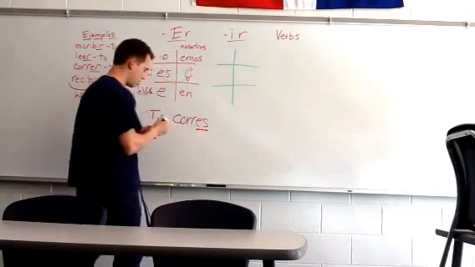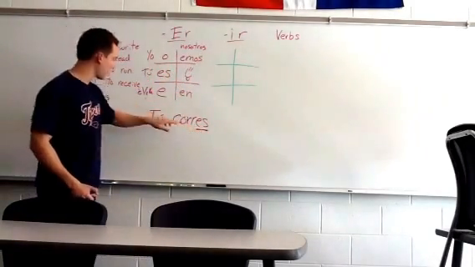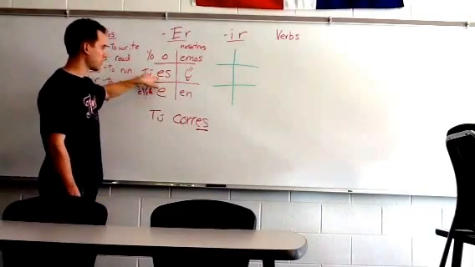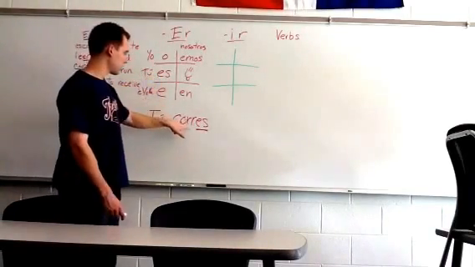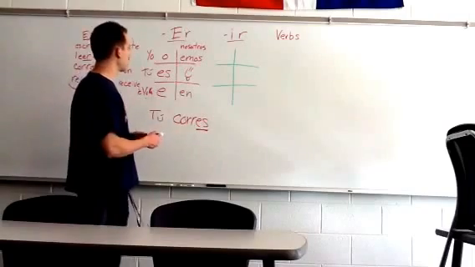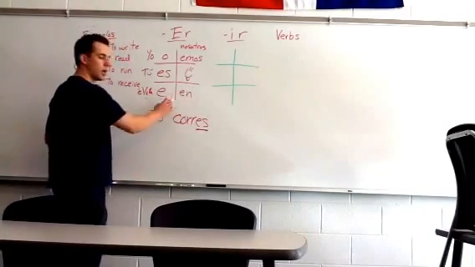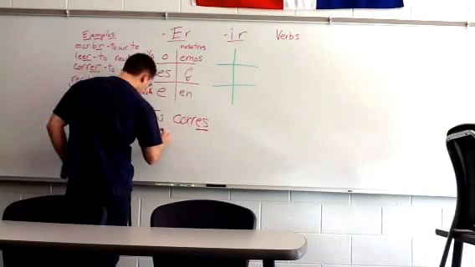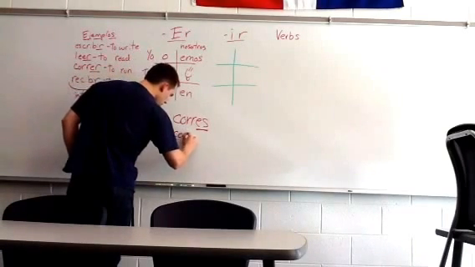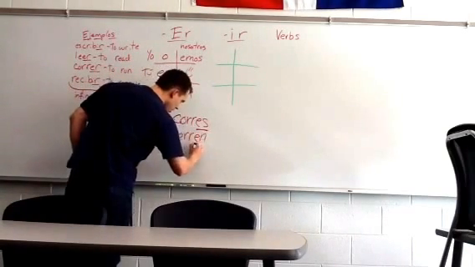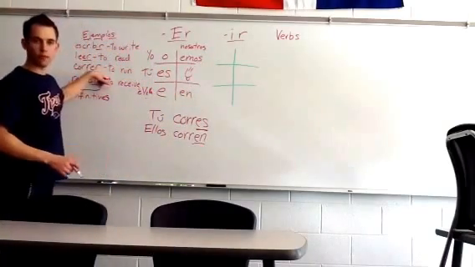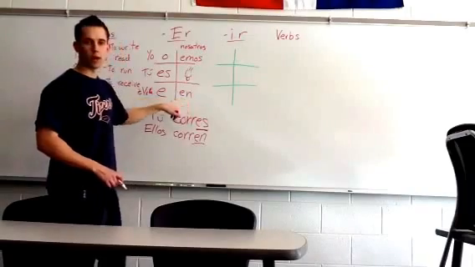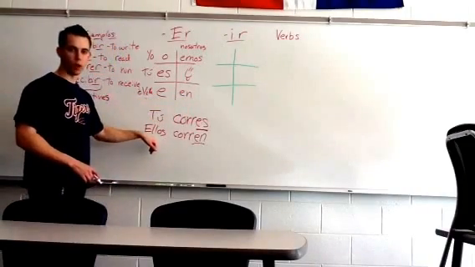corres. I took the ER off of the infinitive, correr, and I added the corresponding verb ending, ES. Corres. Same thing if I want to say, ellos corren. They run. Those guys run. I took the ER ending off the infinitive, and I added the EN corresponding ending for ellos. That corresponds to the subject pronoun.